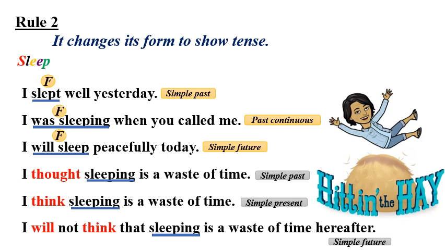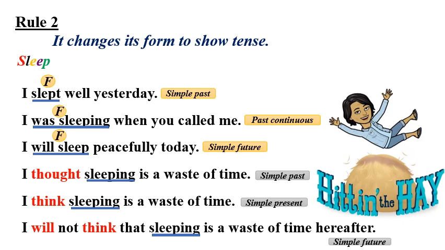Now, take a look at only the last three sentences again. "I thought sleeping is a waste of time." "I think sleeping is a waste of time." "I will not think that sleeping is a waste of time hereafter." These three sentences are in three different tenses. Simple past, simple present and simple future. But the verb sleeping remains in the same form in all these three sentences. It has not changed to show the tense in the sentence.